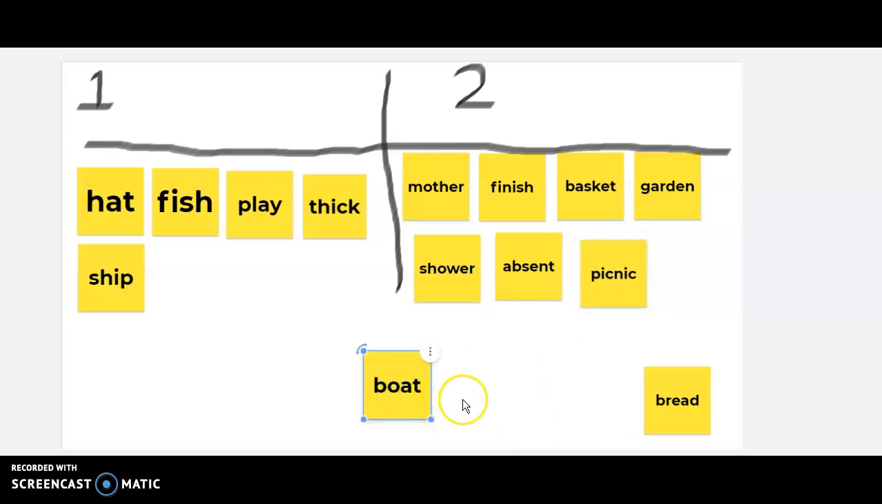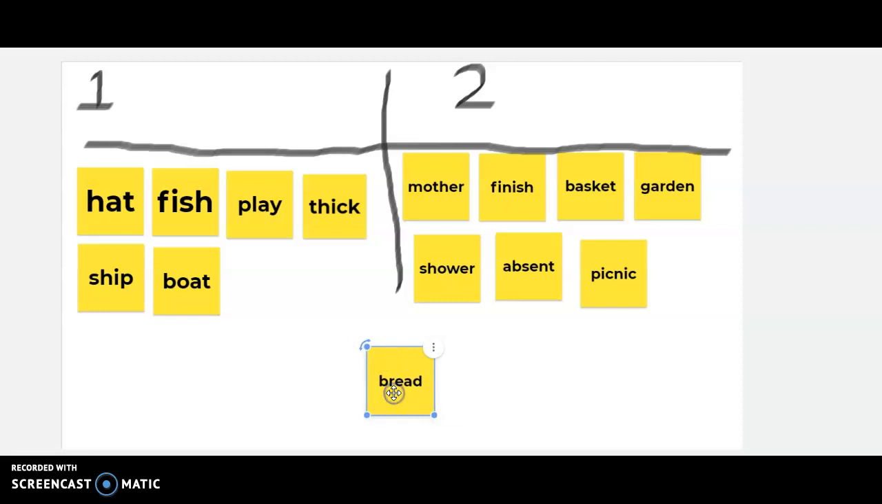Here's the word boat. Think for a minute. Where would you put the word boat? Under one syllable or two? If you said one syllable, you are correct. Boat. One syllable. And here is the word bread. Think for a minute. Where would you put the word bread? Bread. I only hear one sound, so we're going to put it under there.